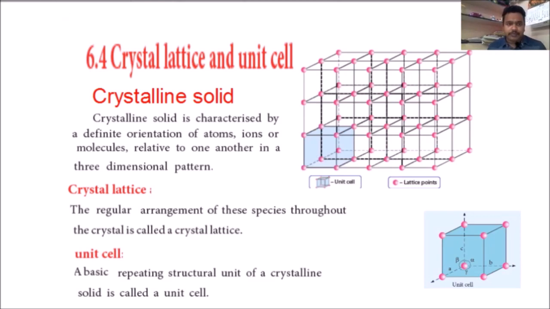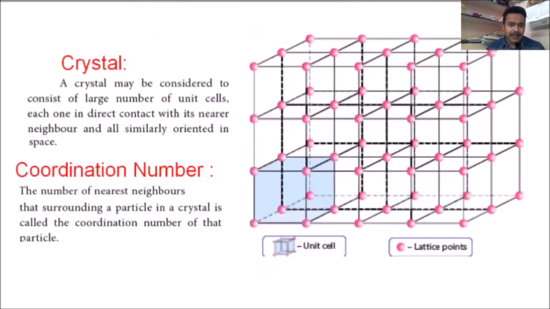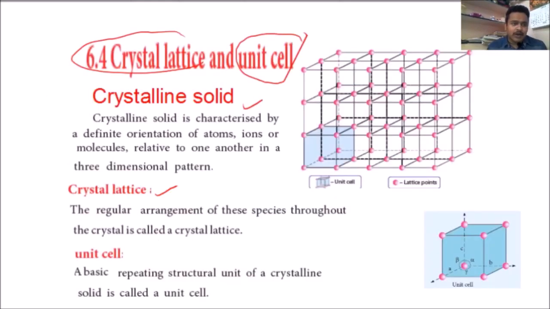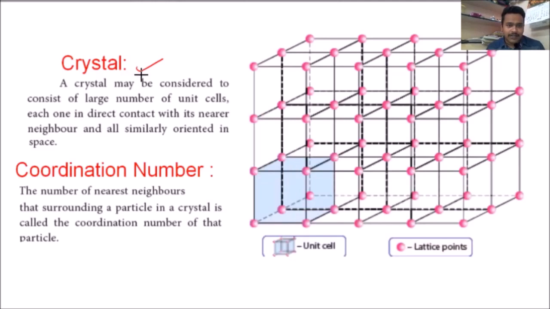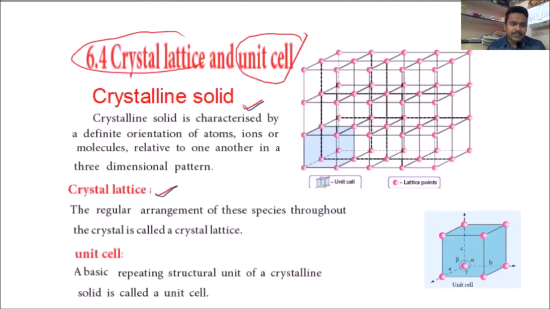See here, what is there? Crystal lattice and unit cell. Mainly crystal lattice, this one, and unit cell, this one. See here, crystalline solid, crystal lattice, and after that, crystal. All these are the same only.